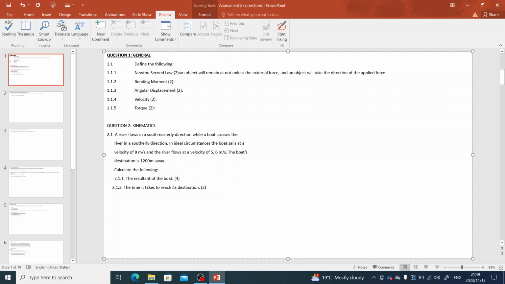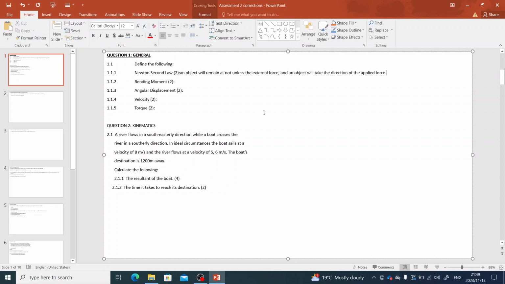For 2 marks, this is what you were supposed to have stated. An object will remain at rest, not unless an external force acts on it. That's what you are supposed to have said. And then an object will take the direction of the applied force. For 2 marks, this is what you are supposed to have stated.